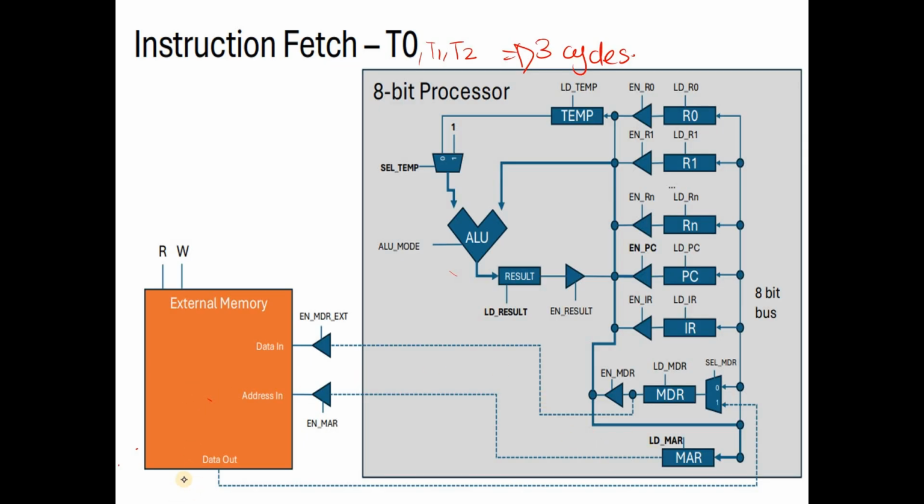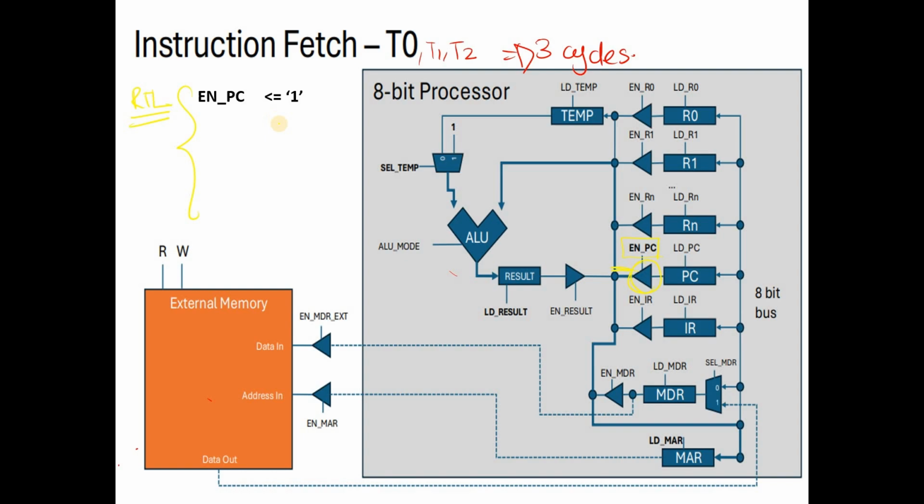So the first step, let me change colors. The first step that you see, which you're going to write in the RTL, is you're going to say enable PC. This is the RTL, so I will write the RTL over here. This is what you have to write in the exam.